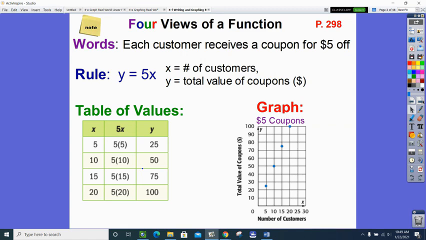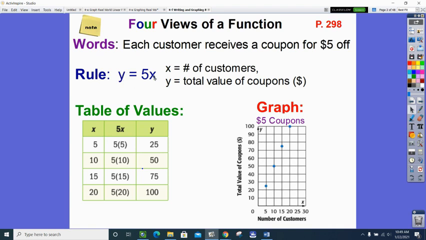So if we look at page 298, there's an example about customers getting a $5 coupon, basically. So there, the words are there: each customer receives a coupon for $5 off. The rule is that we take the number of coupons. So basically I'm standing there handing out coupons as people walk by. So, they get $5 off. So for every customer, the total value of the coupons will be $5.